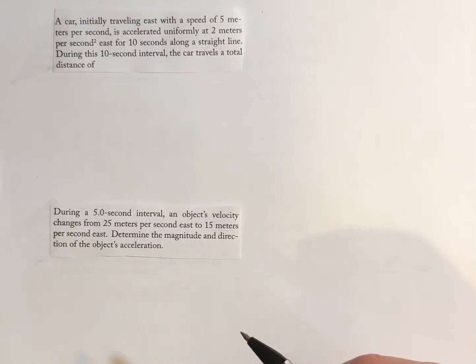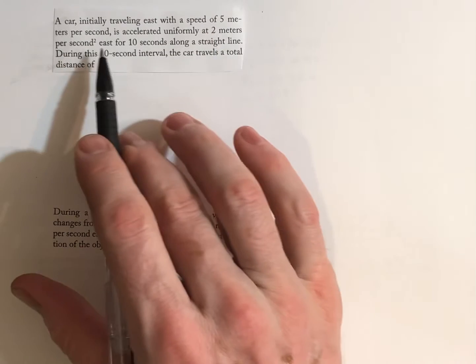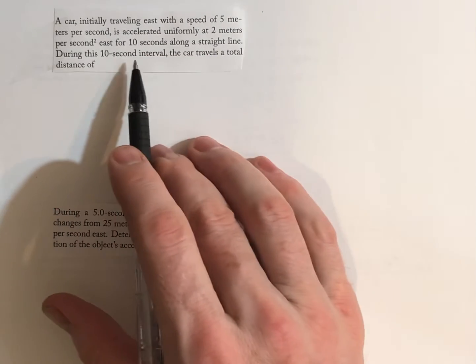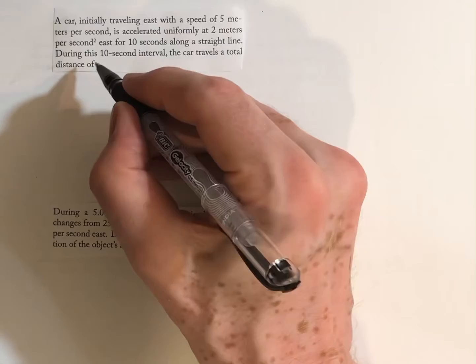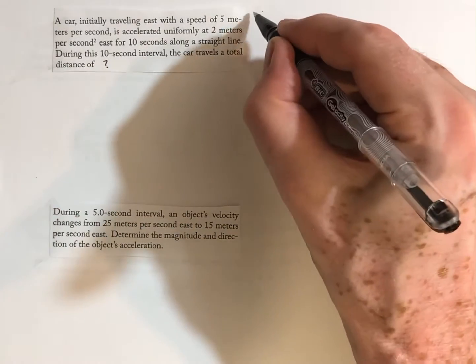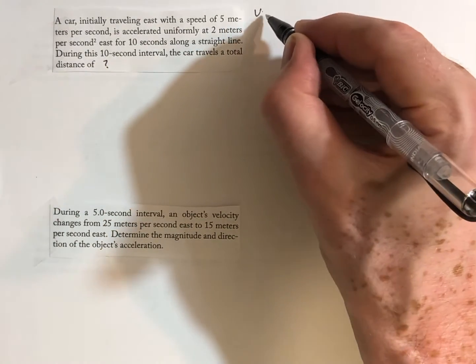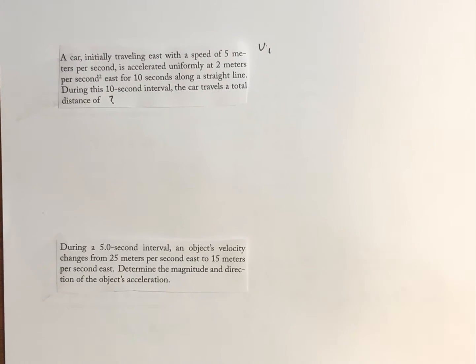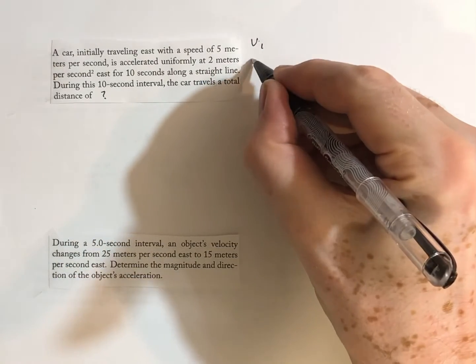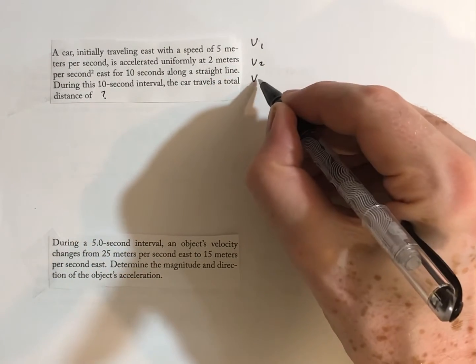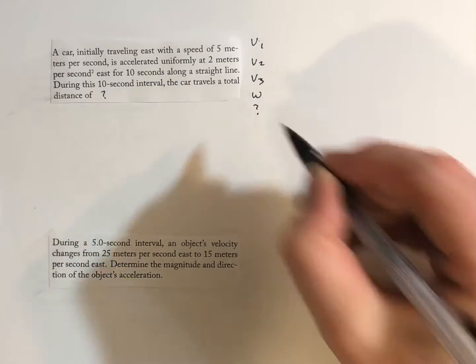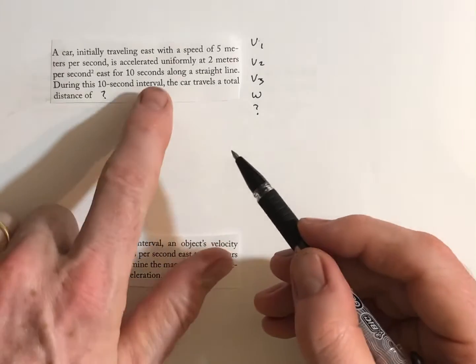A car initially traveling east with a speed of 5 meters per second is accelerated uniformly at 2 meters per second squared east for 10 seconds along a straight line. During this 10-second interval, the car travels a distance of, we don't know. So here we go. We got V1, V2, and V3, and then my want, and then question mark, what do we not have? So let's see what we can go through here.